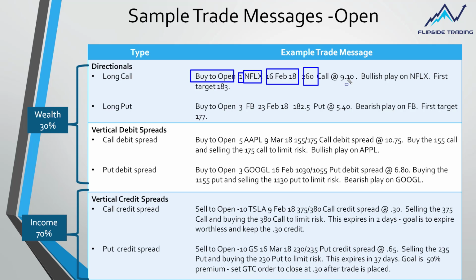Remember, the market's dynamic. It'll bounce around. It may come back to you. But if it runs away with you, don't worry about it. There's another trade right around the corner. And look, we tell you it's a bullish play, and the first target, 183.